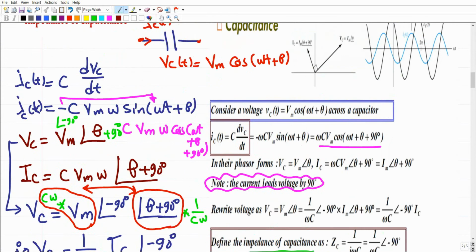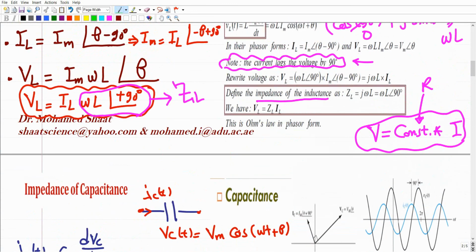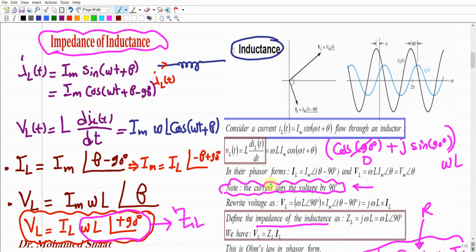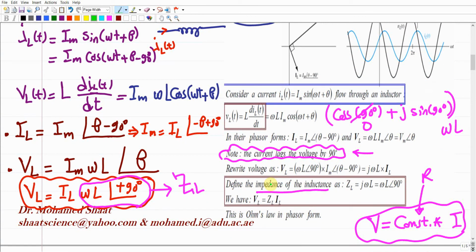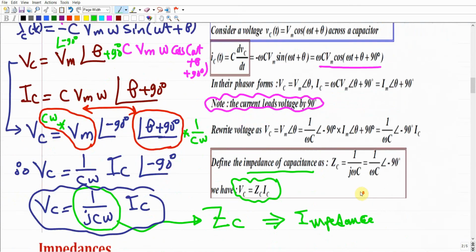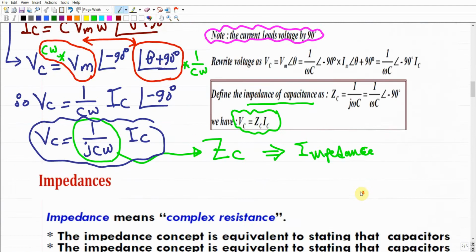Make sense? So this is the basic idea of the impedance, and the impedance shows up as soon as we convert the inductor or the capacitor from the time domain to the frequency domain using the phasor form. So this derivation here was just to show you that the impedance of inductance is J omega L, and the impedance of the capacitance is 1 over J omega C. It is all the time, for any capacitor and any inductor, a fixed expression: 1 over J omega C for the capacitance and J omega L for the inductors. Make sense? This is for the impedance.